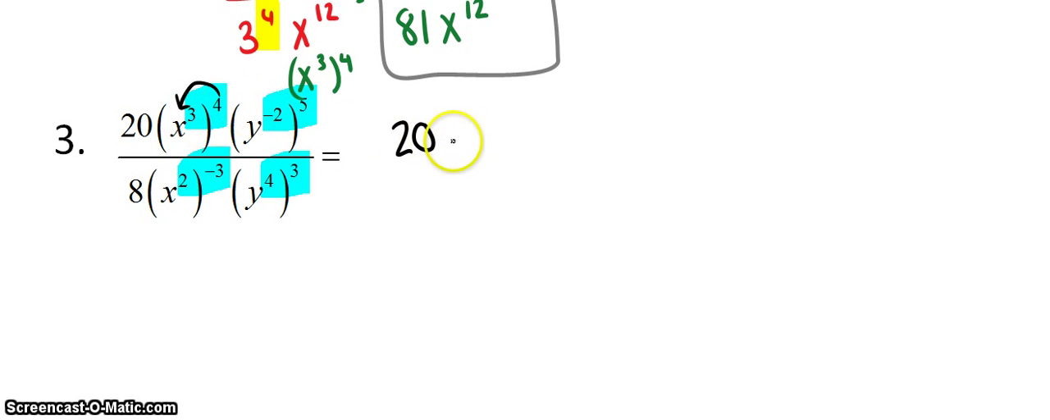So power to a power, you multiply. That would give us x to the 12th. Okay, another power to a power here. We have negative 2 and 5. So multiply those, you get negative 10. And that takes care of the numerator.